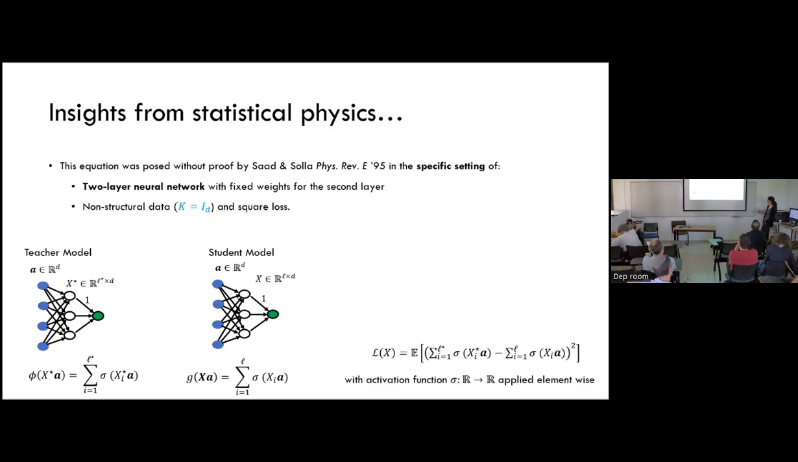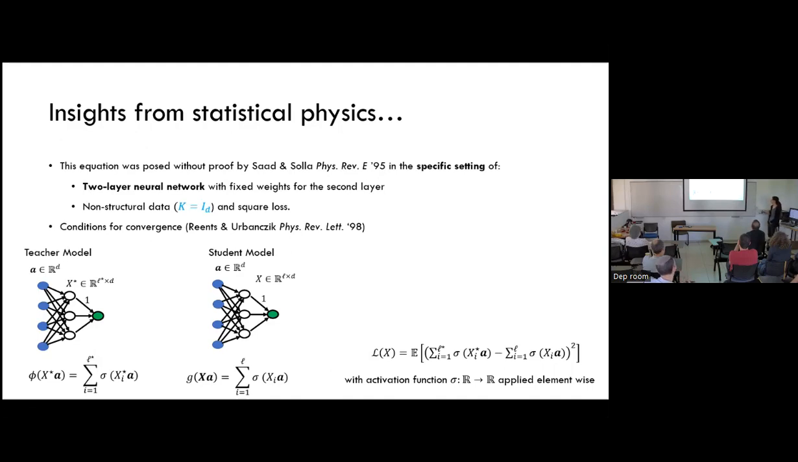And they considered this non-structural data with square loss. I just want to note that this doesn't cover the example of logistic regression. But already then, this generated a lot of interest and works after that, where people tried to think about when these equations are actually correct. Two years later, they came up with conditions for convergence. Still not a proof, but conditions for convergence.